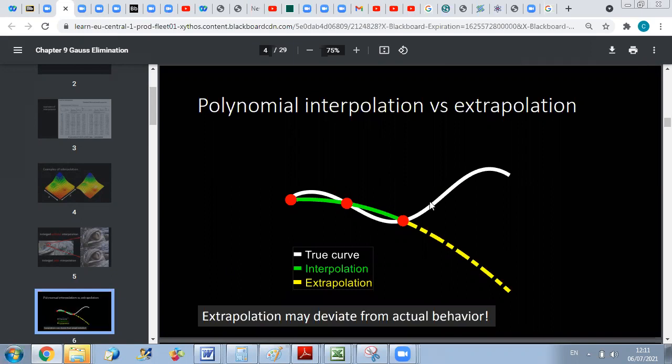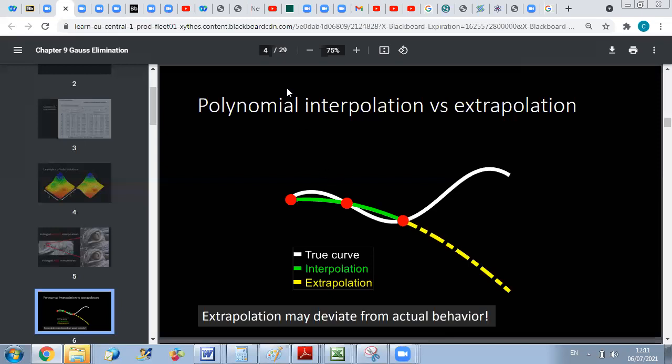Now, you just have 3 points here, okay? And you want to model a white curve. If you just do interpolation between the 3 points, you will get the following green curve. The green curve is a quadratic curve, okay?